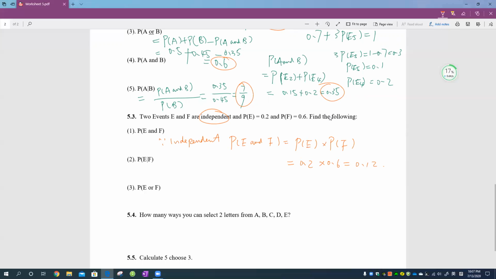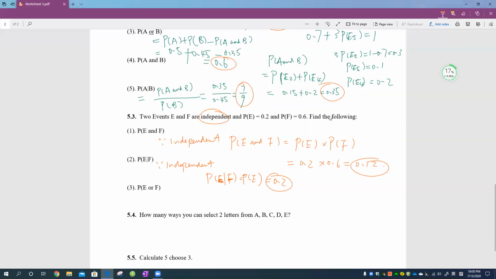And probability of E given F. Because of independence, E and F don't have any relationship. So F cannot contribute on E. So probability of E given F equals probability of E, because whether we put a condition doesn't make any change. That's independency. Then probability of E equals 0.2. Then the result is 0.2.